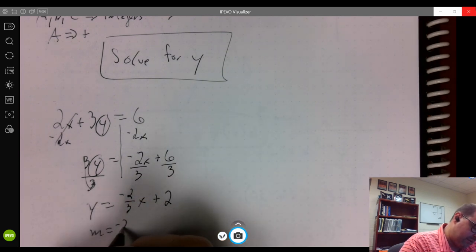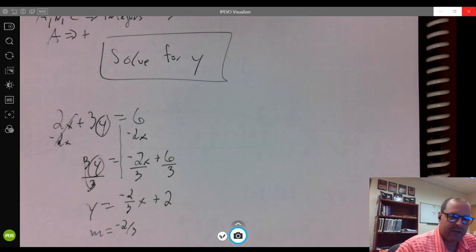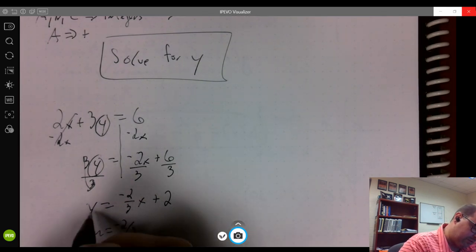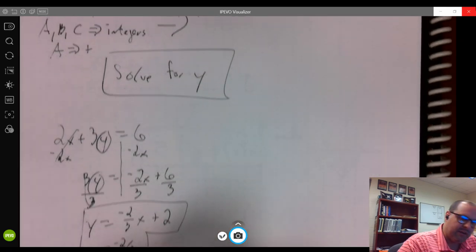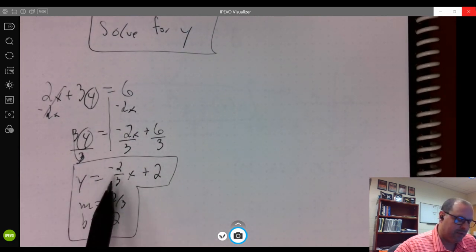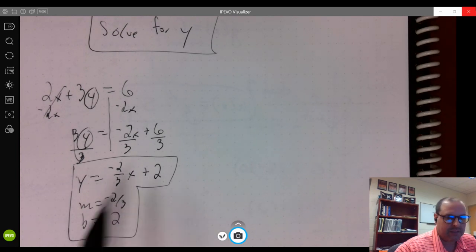So if they ask the question now, what's the slope? Well, it's negative 2/3. What's the y-intercept? Well, it's 2. I couldn't have gotten that just from looking at it in standard form. It doesn't just work like, oh, 2 is the slope. No, you have to put it into slope-intercept because that form allows you to say that's the slope and that's the y-intercept. So that's where we have to go and solve each of those.